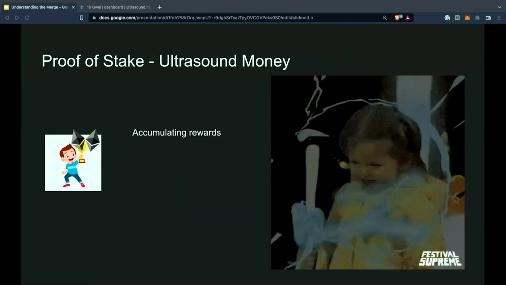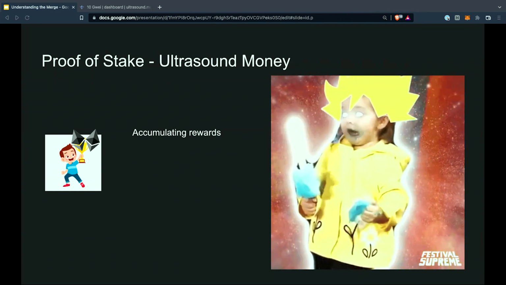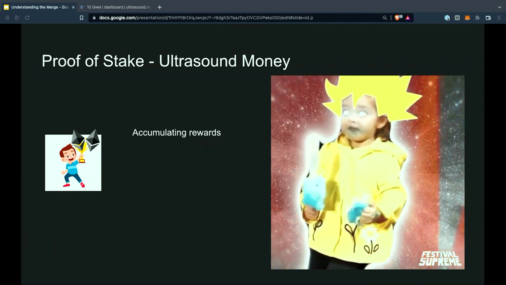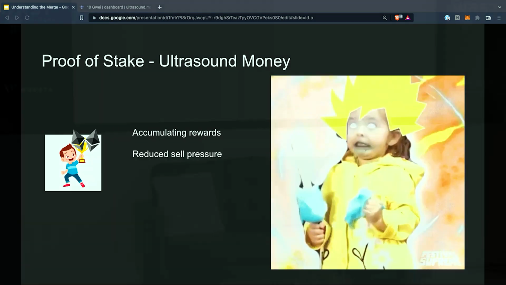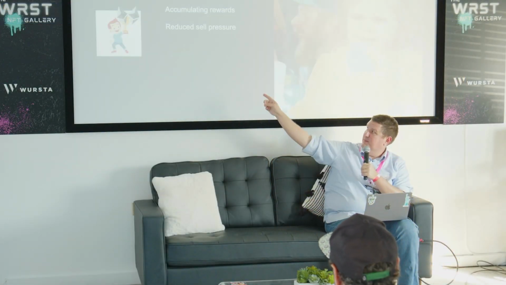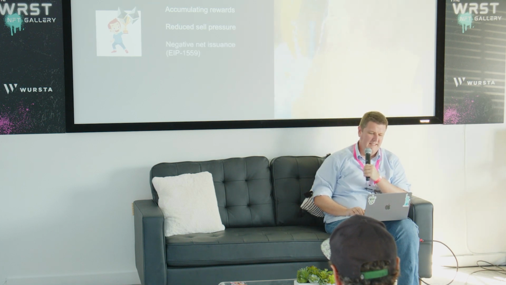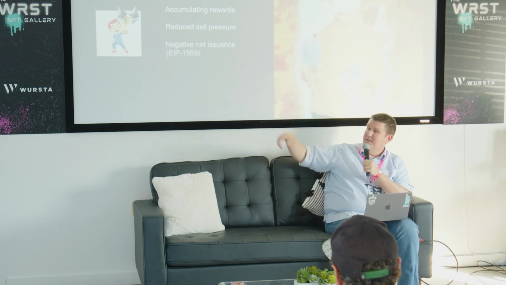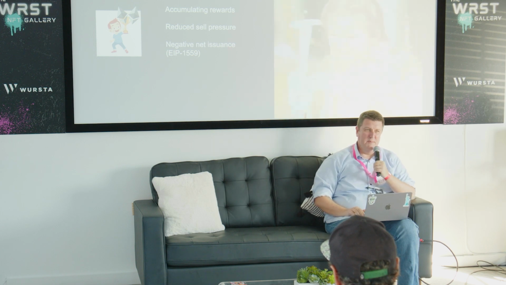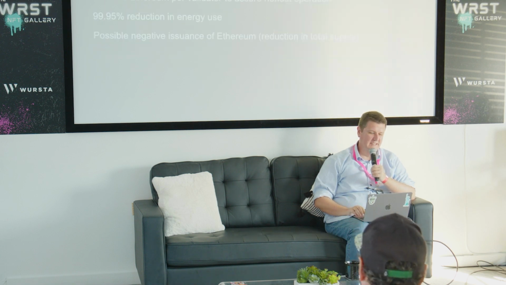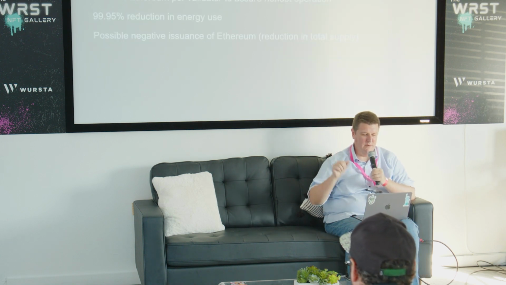So proof of stake for Ethereum post-merge is now ultrasound money, right? We get accumulating rewards because people don't need to sell them off, right? Reduced sell pressure. Miners don't need to recap on that electricity cost. And you can have negative net issuance with EIP 1559. It doesn't happen every single block, but it does happen enough. And I'd highly encourage you to check out ultrasound.money and see how that works.